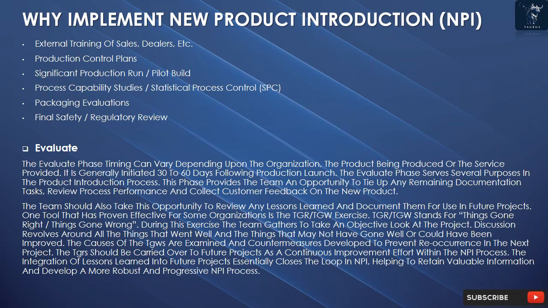One tool that has proven effective for some organizations is the TGR/TGW exercise. TGR/TGW stands for Things Gone Right/Things Gone Wrong. During this exercise, the team gathers to take an objective look at the project. Discussion revolves around all the things that went well and the things that may not have gone well or could have been improved. The causes of the TGWs are examined and countermeasures developed to prevent reoccurrence in the next project.